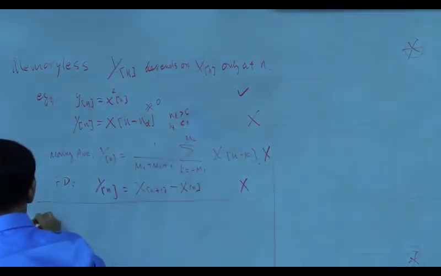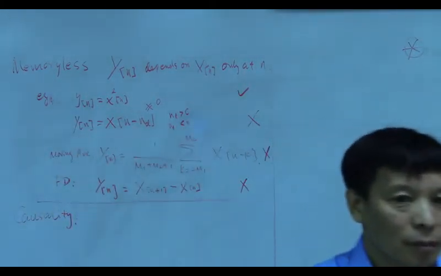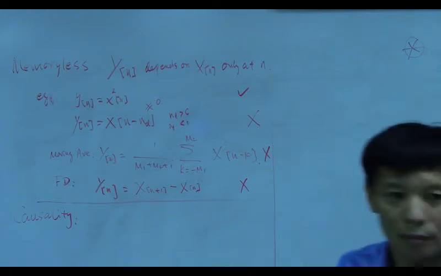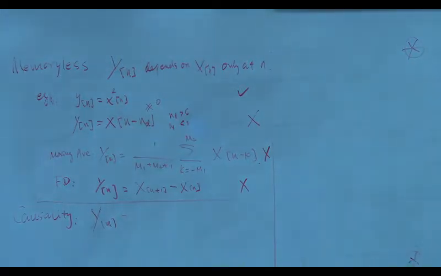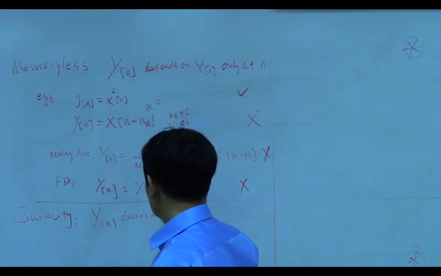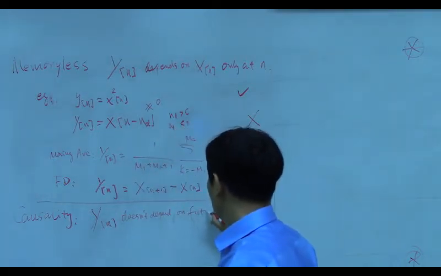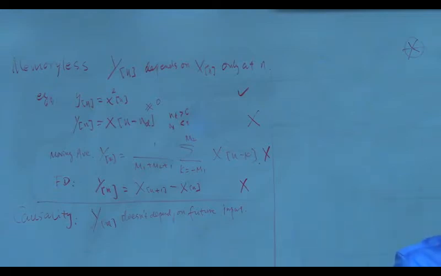The next one is causality. So what is causality? Anyone? How to define a causal system? We practiced in homework, right? The output does not depend on any future value, future input. It only depends on the input at the present time and in the past. So that's the causal system.